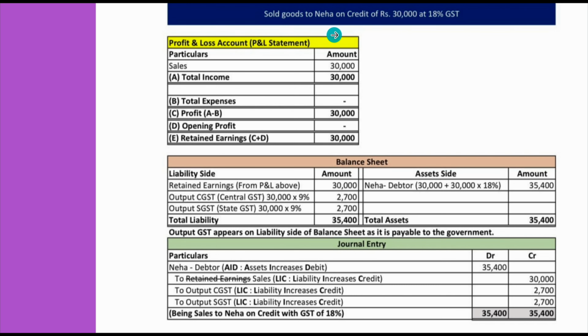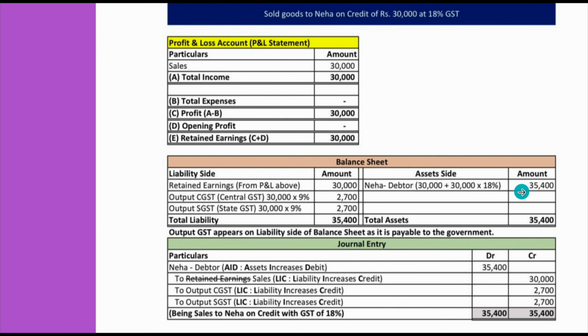Sold goods to Neha on credit of rupees 30,000 at 18% GST. Now in the profit and loss account, sales will be recorded as 30,000, due to which total income is 30,000 and profit is 30,000. Assuming this is the first year of operation, opening profit is 0, so retained earning is 30,000. Now this retained earning appears on the balance sheet liability side, and on the balance sheet asset side, a receivable from Neha in the form of Neha debtor is created to the extent of 35,400, that is 30,000 plus 30,000 into 18% GST.